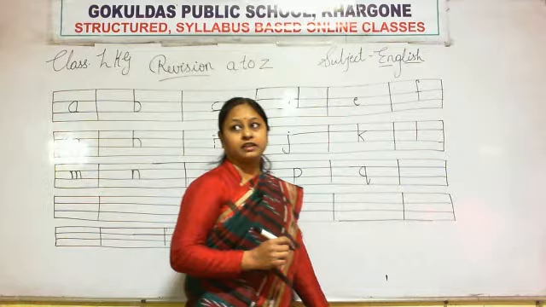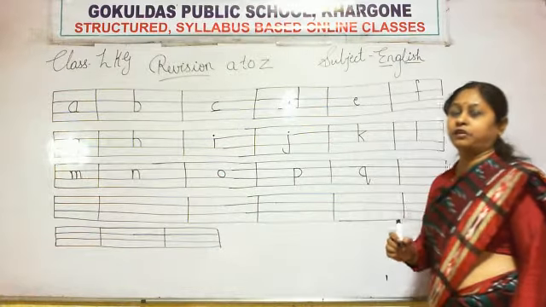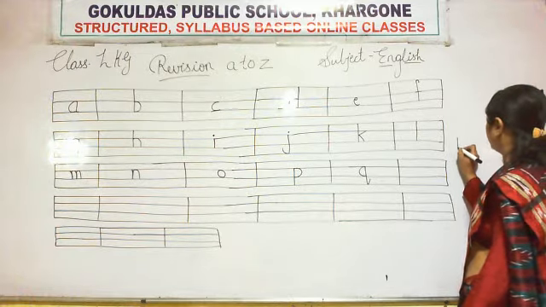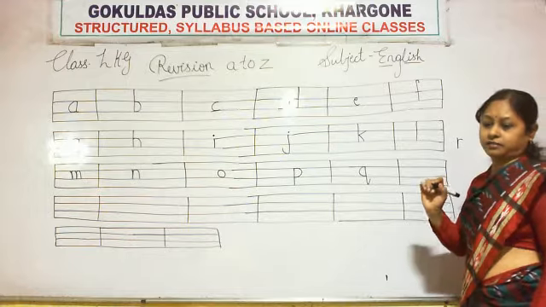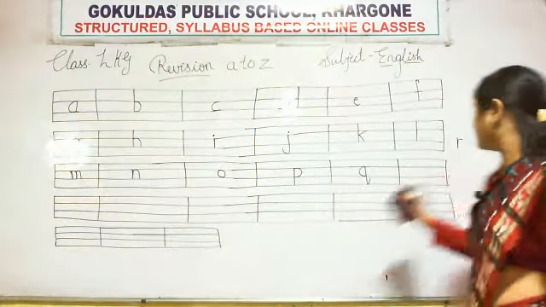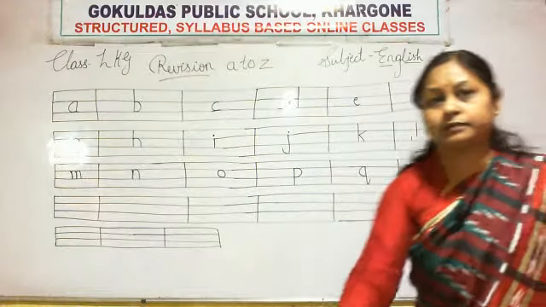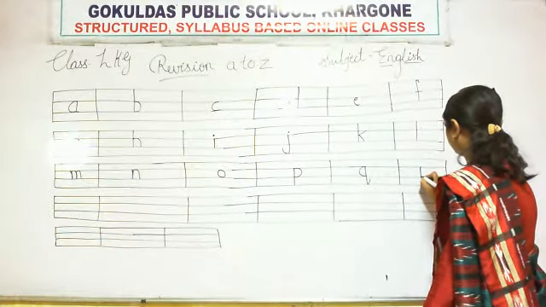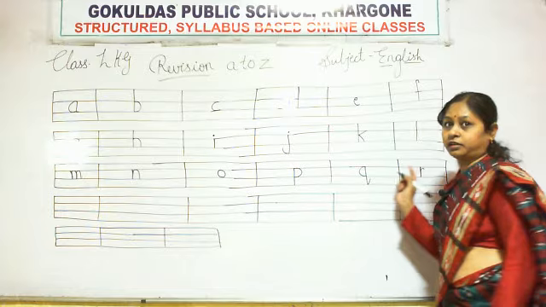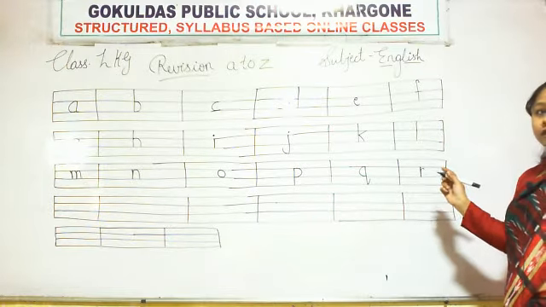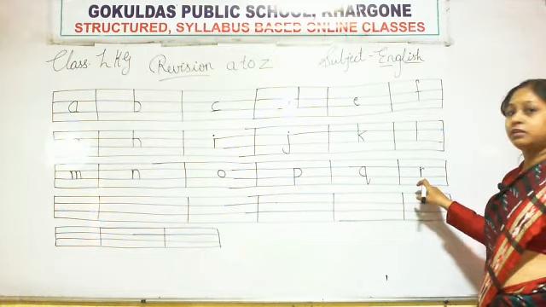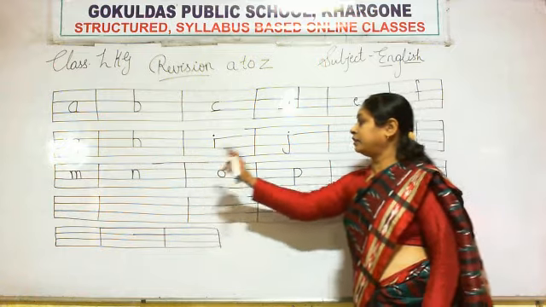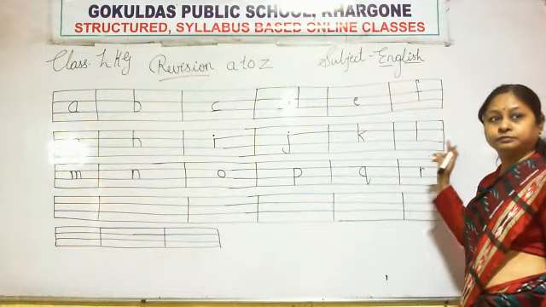After Q, which letter will come? R. Small letter R. How will you write small letter R? Standing line, up, and then small tail. Like this you have to write letter R, in 2 lines only. Which letter is this? Small R. M, N, O, P, Q, R.